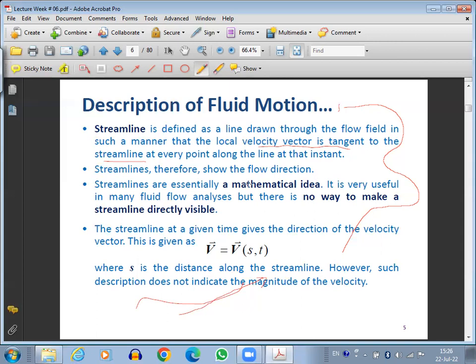So let's say it's a horizontal flow, and I draw an imaginary line just to show the flow is going like this. At any point on the line, if I want to point out the velocity direction at that point, it will always be tangent to that line. So if it is making a curve like this, at this point the velocity will be like this, at this point like this, at this point like this. Always tangent to my line.